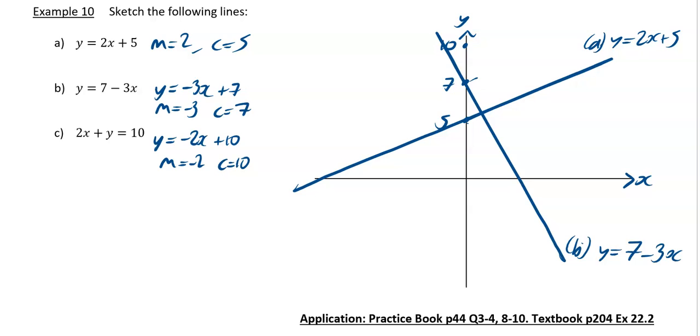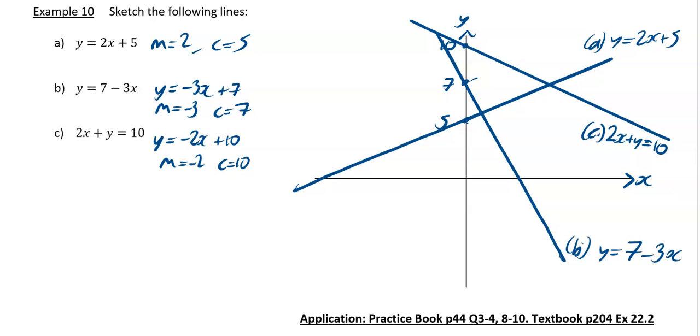So its gradient should be more shallow than the last line that I have just done. So do your best to make it like that, please. So more shallow again, and there I've done one there. So that's C. It's my line C, which was, and again I'm writing it in its original form, 2x plus y is equal to 10.